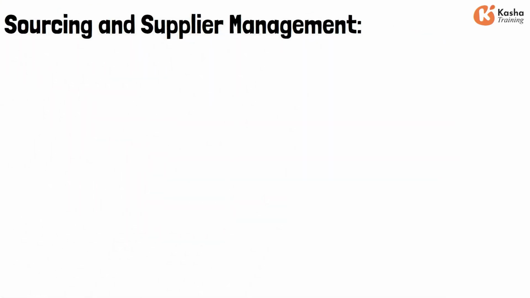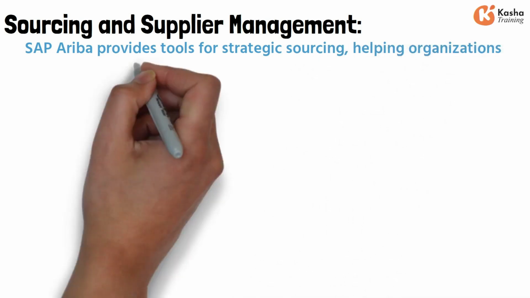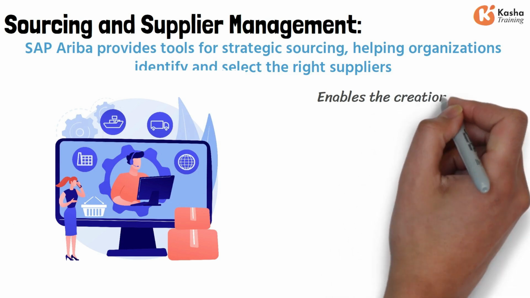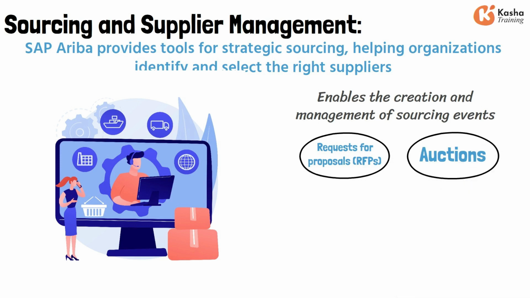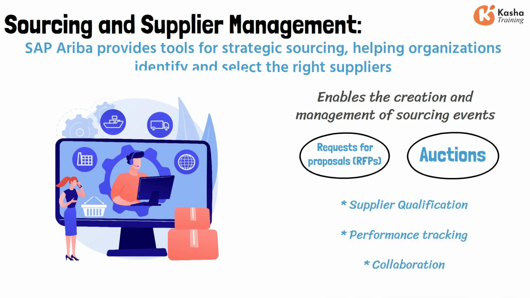Sourcing and supplier management. SAP Ariba provides tools for strategic sourcing, helping organizations identify and select the right suppliers. It enables the creation and management of sourcing events, such as requests for proposals, RFPs, and auctions. Supplier management capabilities allow for supplier qualification, performance tracking, and collaboration.